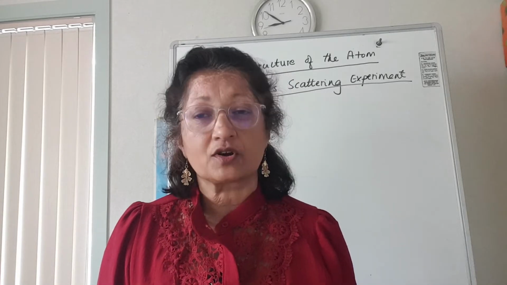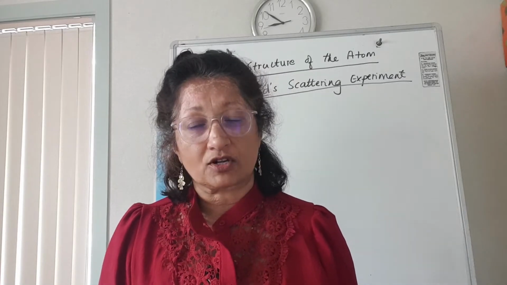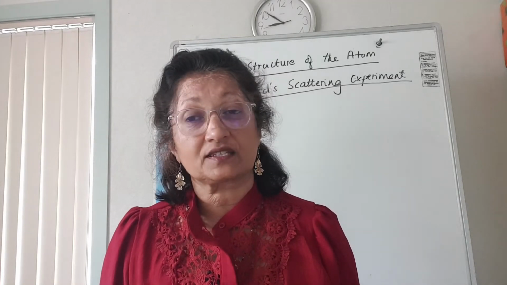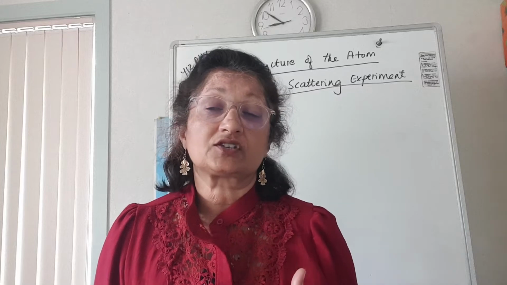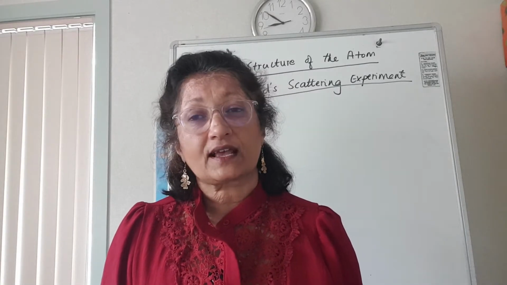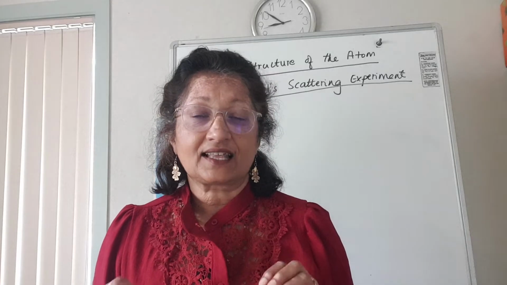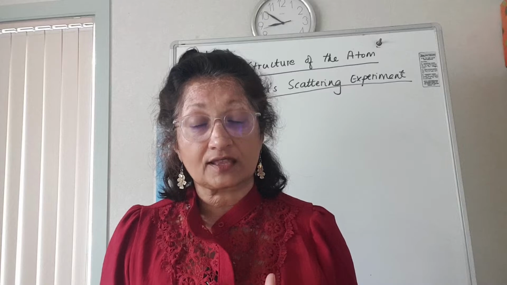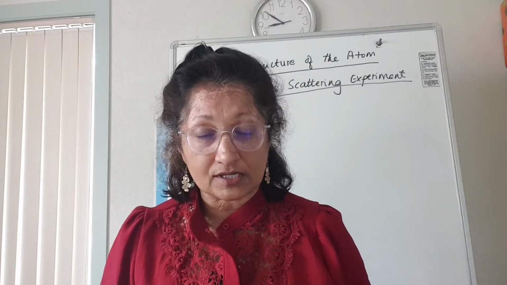my previous video, but you need to know about Dalton's model, who said that the atom was indestructible and it was very small. And then you also need to know about Thompson's model of the atom. Thompson's the one who discovered the electrons, and he said that the electrons were embedded in a sphere of positive charge and the atom was electrically neutral.